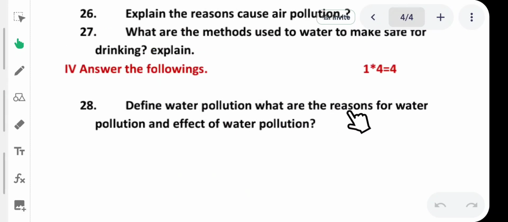Next and last question, define water pollution. What are the reasons for water pollution and the effects of water pollution? Here we have to write about water pollution. Water pollution means when undesirable pollutants contaminate the water, that is called water pollution.